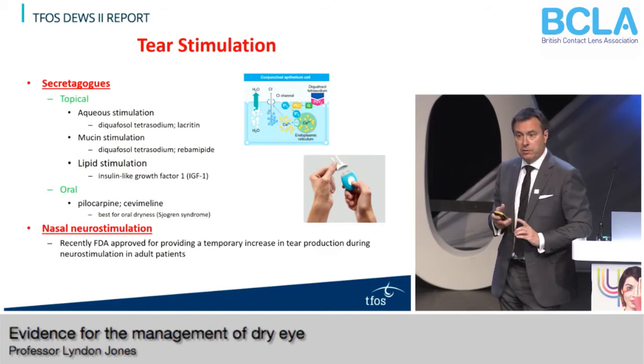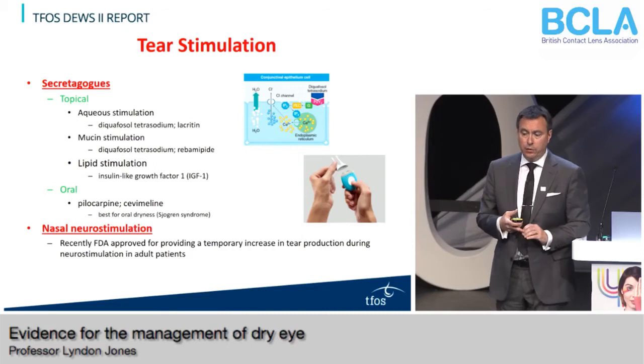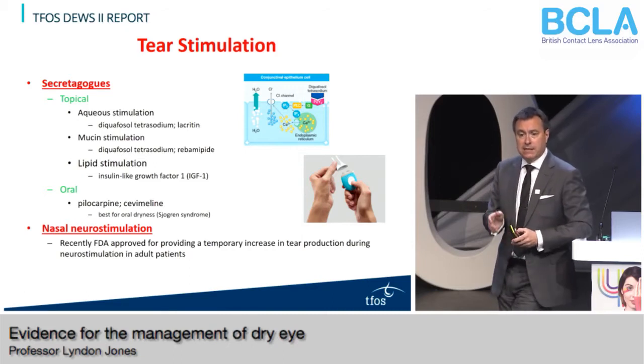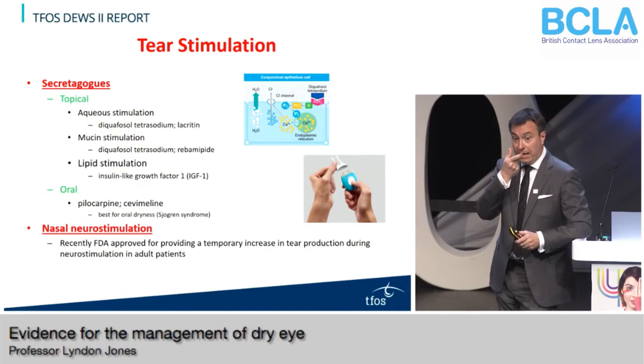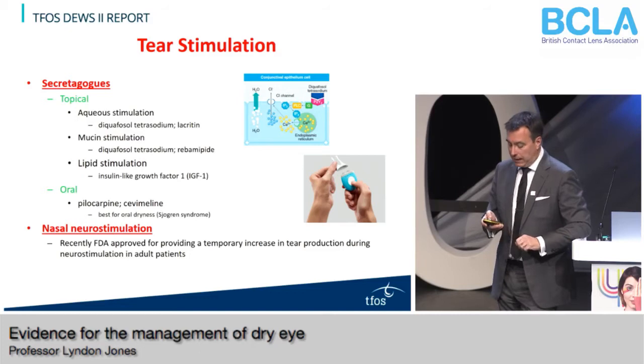The final section within here was, as I say, to look at a new nasal neurostimulation method. Allergan have recently achieved FDA approval for the use of a device that basically has 2 prongs. You stick it up your nose and it nasally neurostimulates your nose. That produces basically a temporary increase in tear production in adult patients. So again, that's recently achieved FDA approval, and I know is looking to seek European approval at the moment.